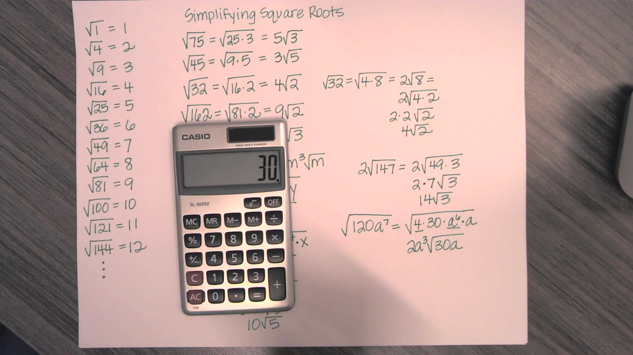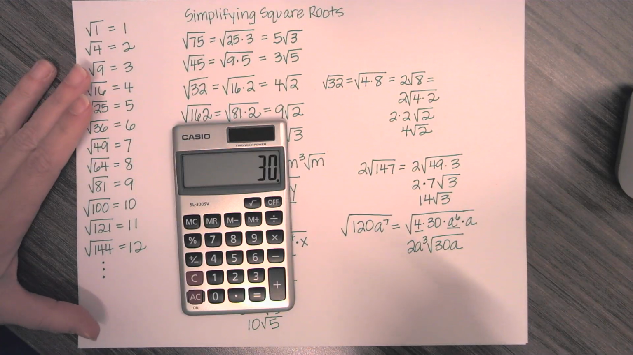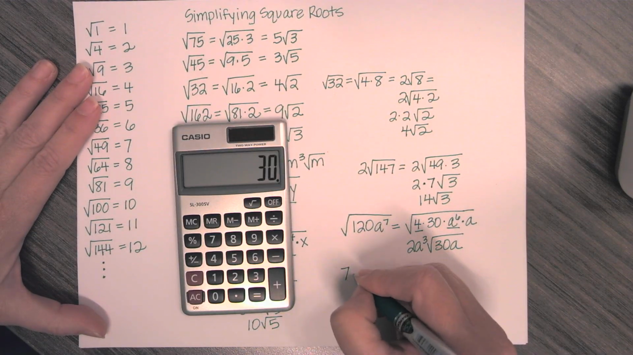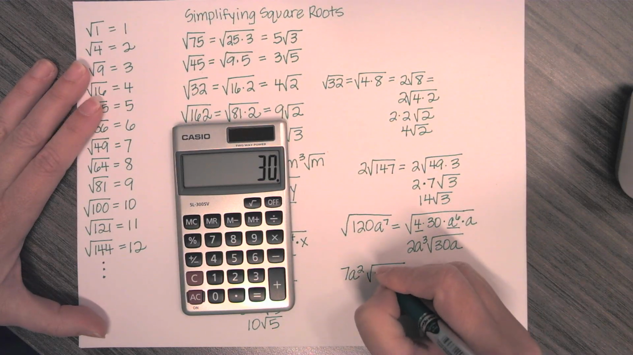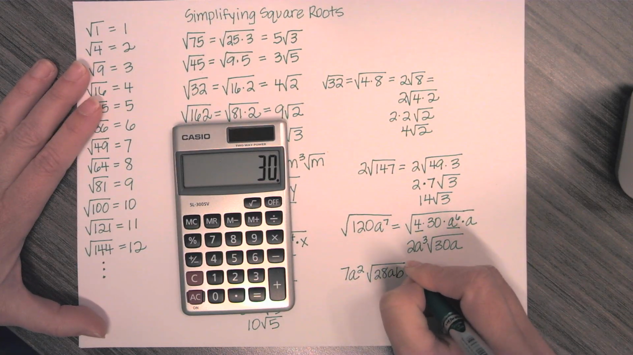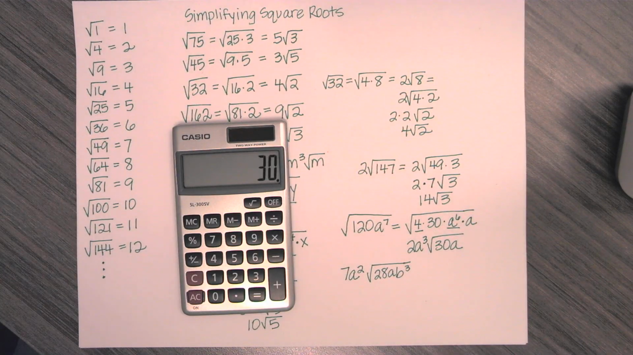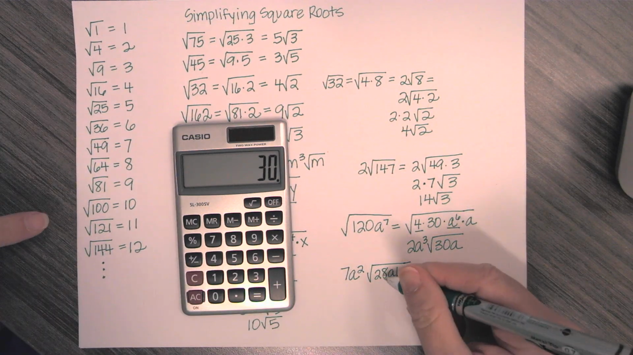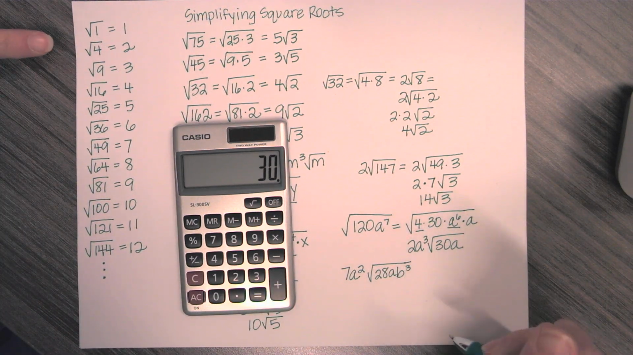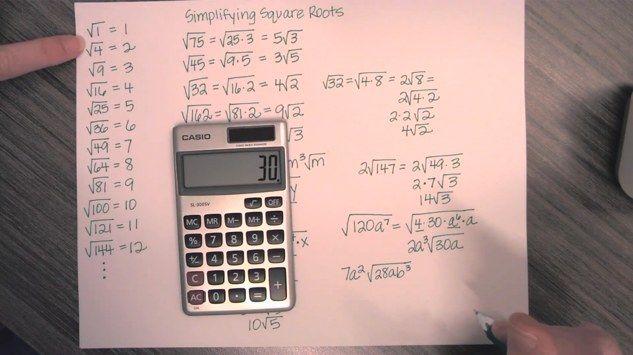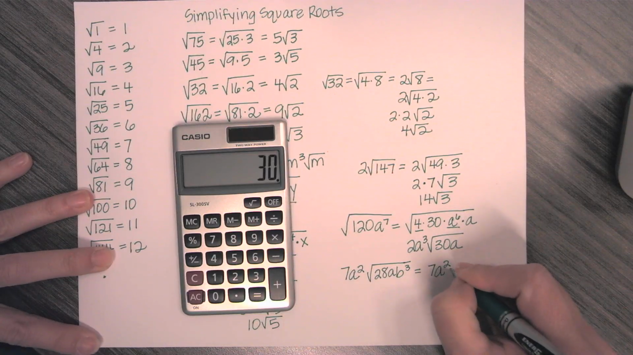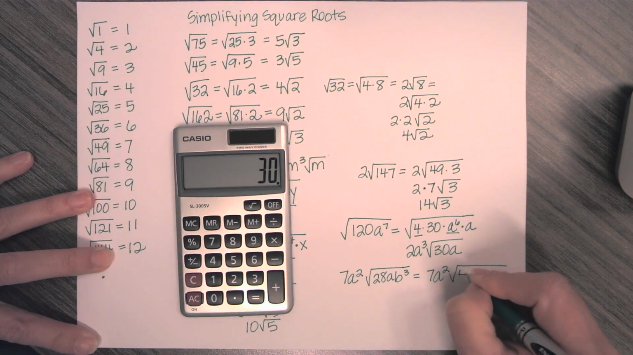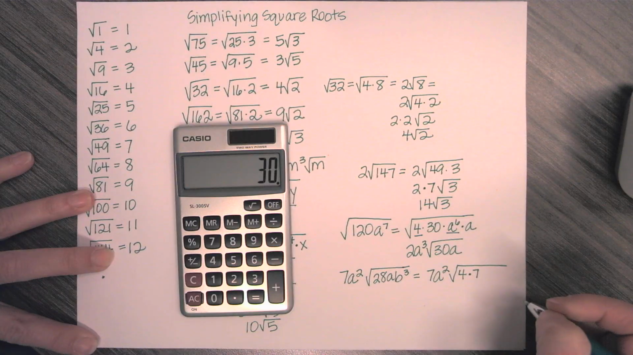All right, let's see. We're going to try one more, 7a squared, square root of 28ab cubed. All right, let's look at what's under the square root and try to break it down as much as possible. 28, we're looking for the largest perfect square that will go into 28. I believe it's going to be 4. Now I'm just going to leave my 7a squared here on the outside. Under my square root, I'm going to break that 28 down to 4 times 7.